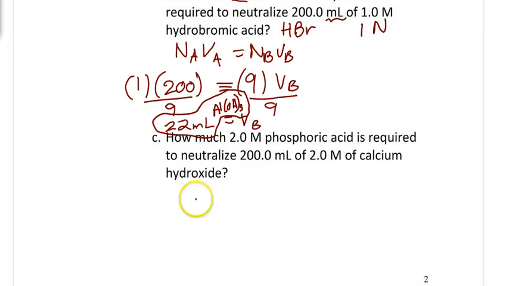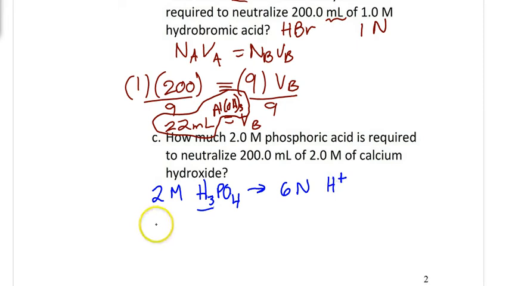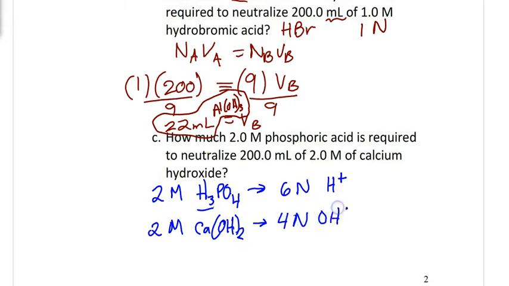Okay. Here's the next one. We've got phosphoric acid, so it's 2 molar H3PO4, which if we find the normality will be 6 normal, because there's 3 hydrogens. So that's our acid. And we want to neutralize 200 milliliters of 2 molar calcium hydroxide, CaOH2. So that will be 4 normal of our base.